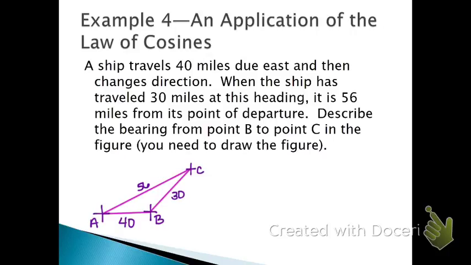All right, what am I after? The bearing from point B to C. So I'm after that little angle right there. Now, how did he get from B to C? What direction did he go? He went from the north towards the east. So all we need to do is find that little angle.